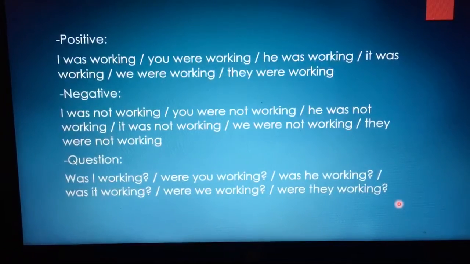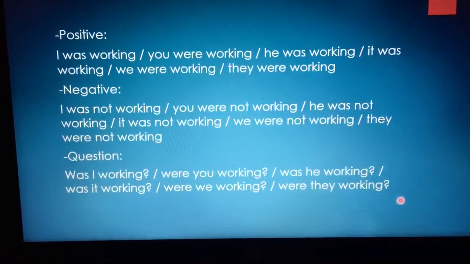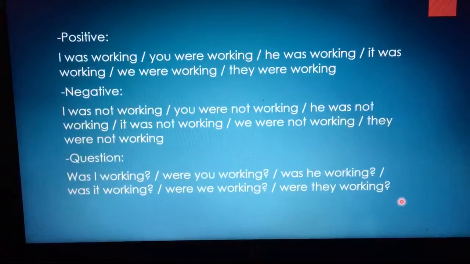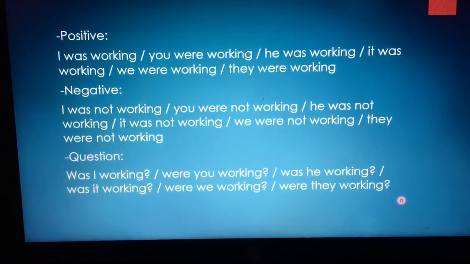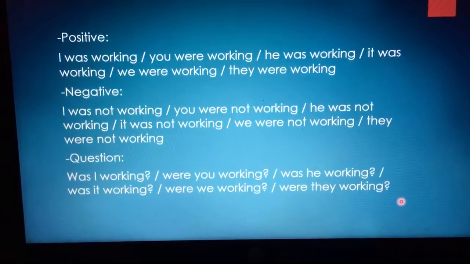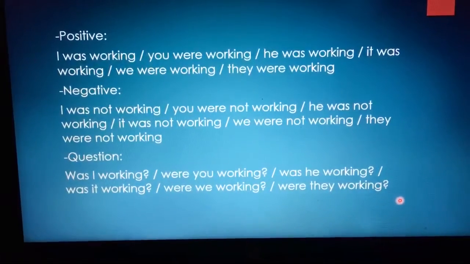Okay, now for the questions, remember we're going to invert the order of the words. So for a question, we're going to start with was I working, were you working, was he working, was it working, were we working, were they working.